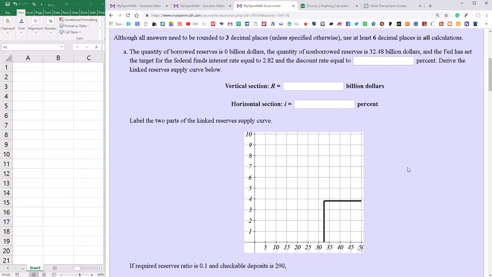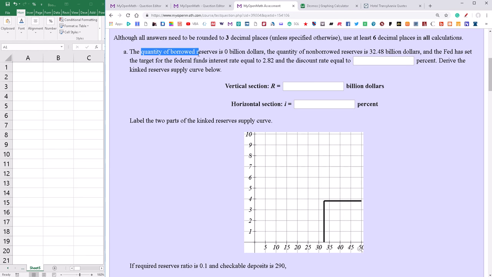In the next question of homework part 4, we're going to look at reserves supply. And reserve supply has two components. It has a vertical section and a horizontal section. The vertical section, if you remember from the notes, is just the quantity of reserves.